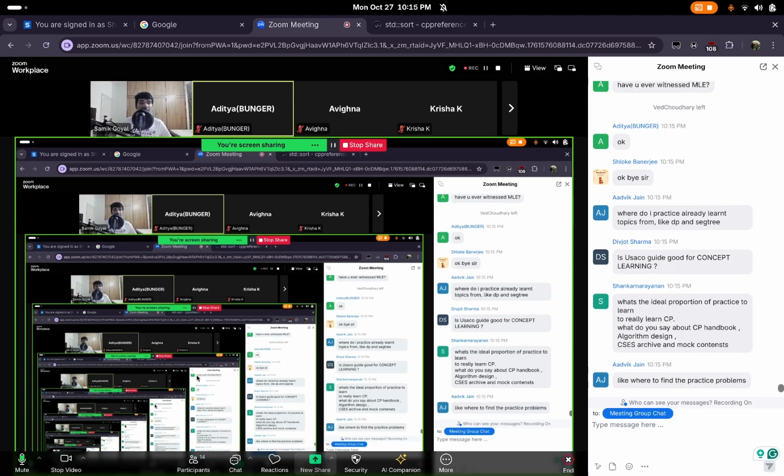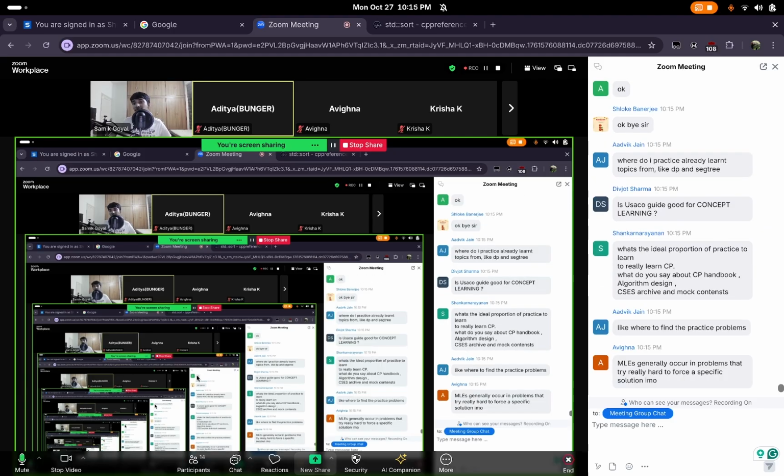Where do I practice already learned topics, like DP and segment trees? If you want to practice the basic implementation, my personal choice would be CSES. If you want to try some advanced problems, then it's probably best to just search. There'll probably be some Codeforces blog or some post on your USACO guide which will give you some hard problems on those topics.